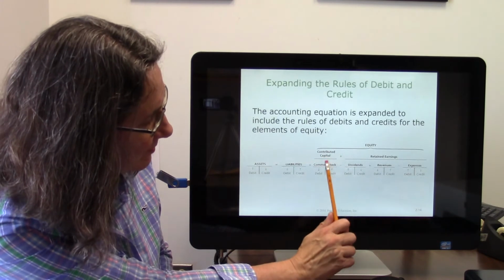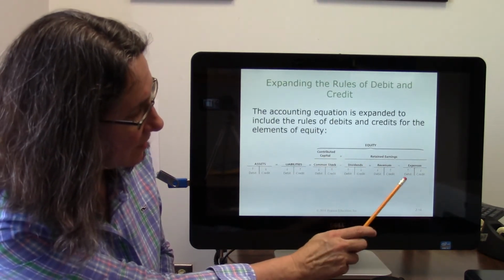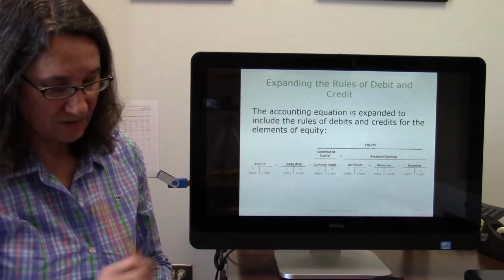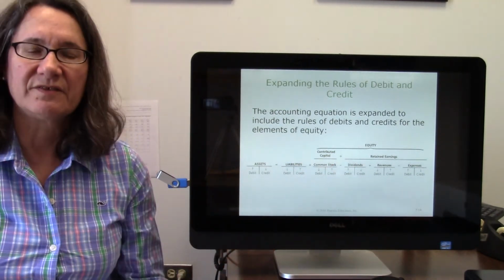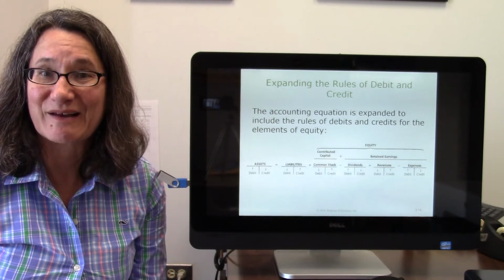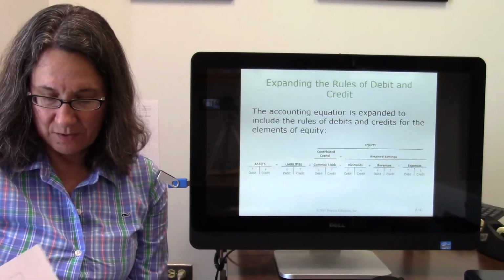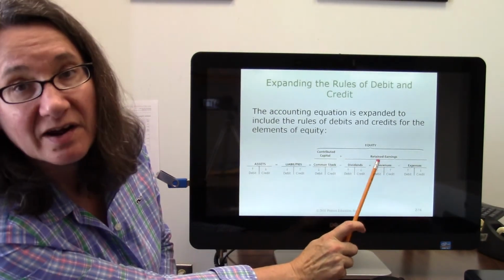Common stock increases equity, dividends decrease equity, revenues increase equity, expenses decrease equity, right? So you have to kind of prime yourself to think about categories. That's all accounting really is, categories. All right, so here's how I kind of remember it.